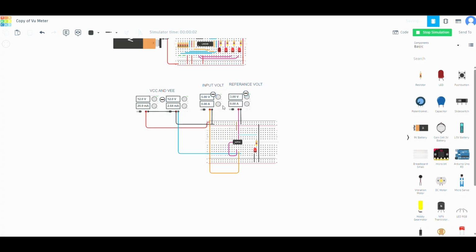Look, here the input voltage is 5 volts and the reference voltage is 3 volts. We are getting an output. And if I change the reference voltage to 6 volts, we will not get an output. Look here, the LED is not turning on. So it's simply a comparator circuit which compares two input signals and gives an output.